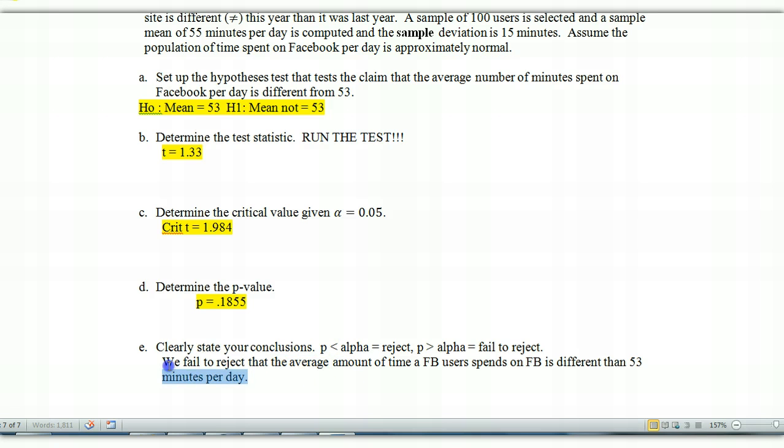Alright, so there is your practice final. If you have any questions on it, let me know.